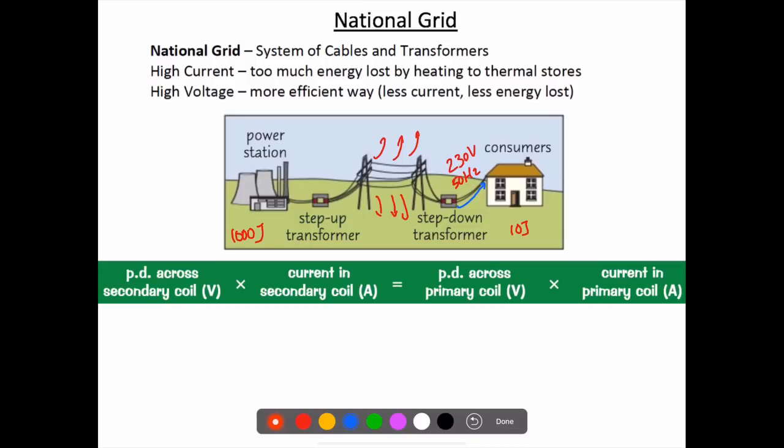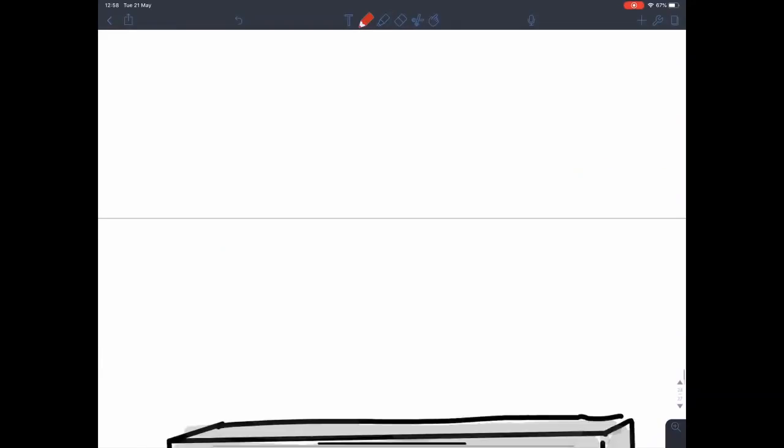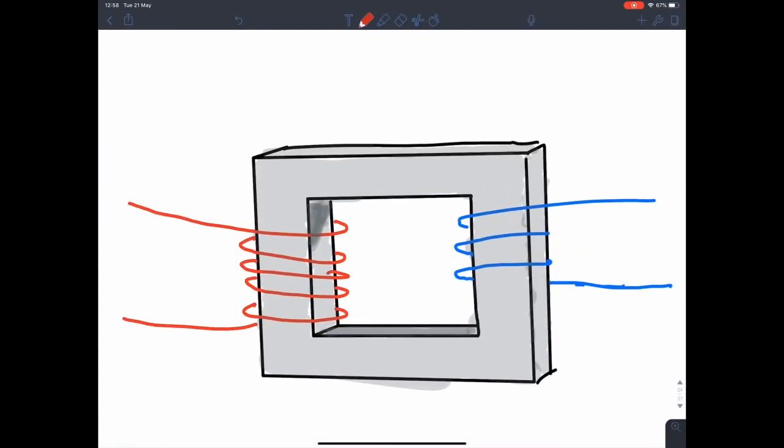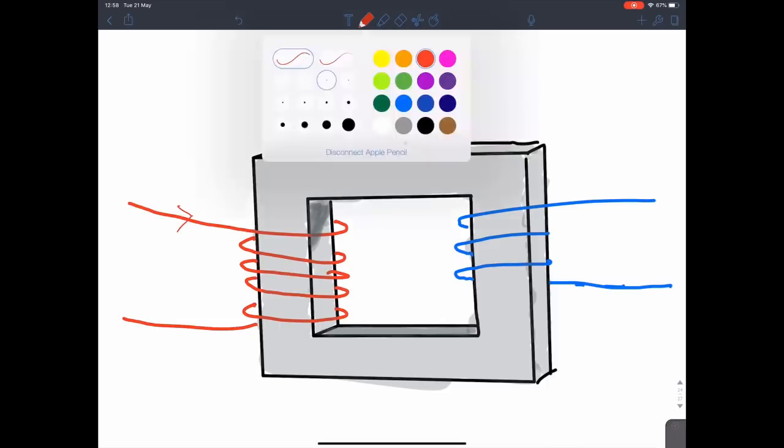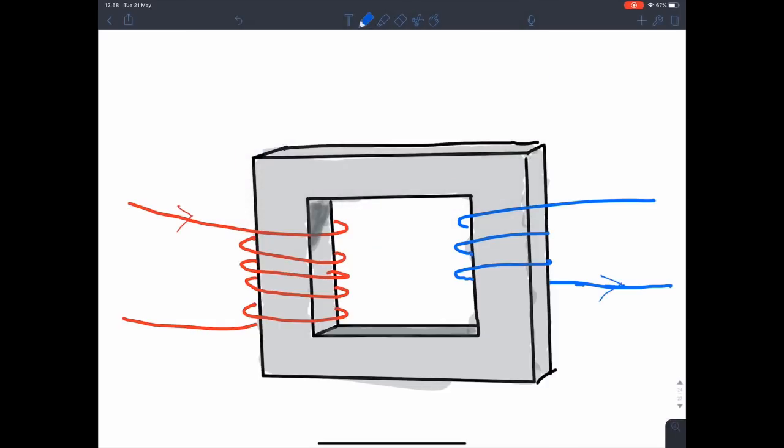Okay, so with transformers, this is the formula that you need to memorize. Potential difference is another word for voltage. So voltage in the secondary coil times current in the secondary coil is equal to voltage in primary times current in primary. So if you look at this picture over here, this is a transformer. Okay, the red one, so let's say the red wire is bringing current in. This is the primary coil, and the blue one is taking it away. That is the secondary coil.